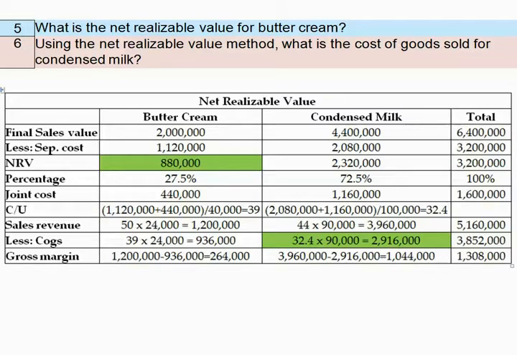Gross margin: 1,200,000 minus 936,000 equals 264,000. Gross margin for condensed milk equals 3,960,000 minus 2,916,000 equals 1,044,000 with the total gross margin 1,308,000. So requirement number 6, its answer, cost of goods sold for condensed milk equals 2,916,000.